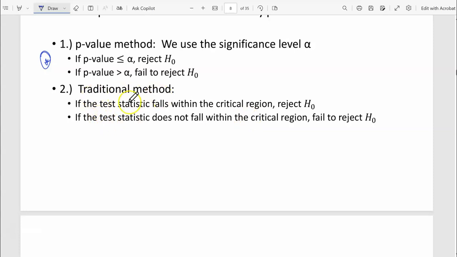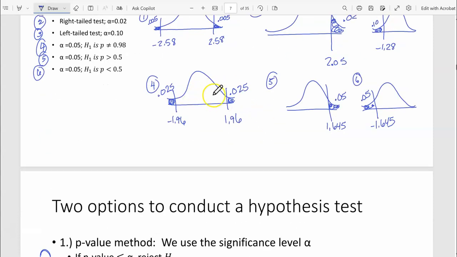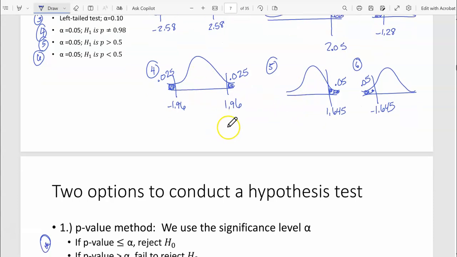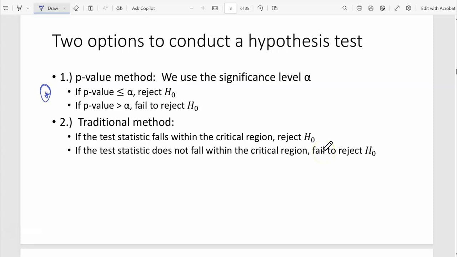Traditional method says that if the test statistic falls in that critical region, then you're going to reject H naught. It's really the same thing as this. That p-value being less than alpha is pushing that test statistic in that critical region. If the test statistic does not fall in the critical region, so if the test statistic were to fall over here or here, then we would fail to reject the null hypothesis.